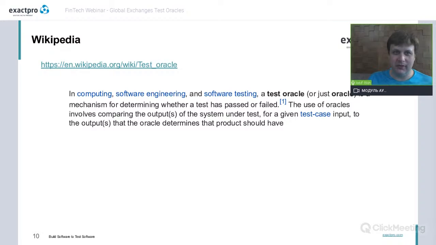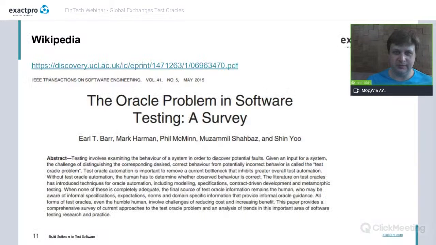Wikipedia defines test oracle as a mechanism for determining whether a test has passed or failed. This is a commonly accepted definition of the test oracle. The use of oracles involves comparing the outputs of the system under test for a given test case input to the outputs that the oracle determines that products should have. So this is the definition.